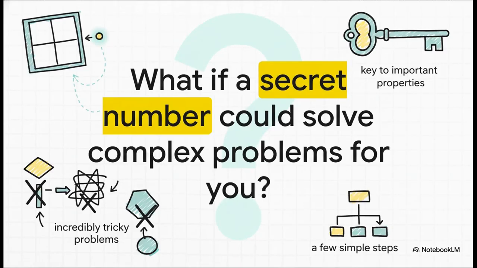So, what even is a determinant really? Well, imagine a matrix, that grid of numbers, has a single secret number hidden inside of it. A unique value that holds the key to its most important properties and can solve some incredibly tricky problems in just a few simple steps. That secret number, well, that's the determinant.